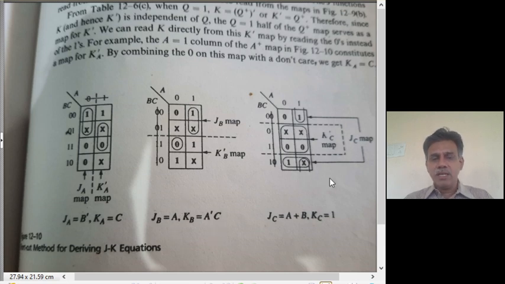Coming to C, this is the K map for C plus. What we do is identify the C equal to 0 sub K map and the C equal to 1 sub K map. The top two are the C equal to 0 sub K map, and that will constitute the J_C map. The C equal to 1 sub K map is this one, that will constitute the K_C dash map.